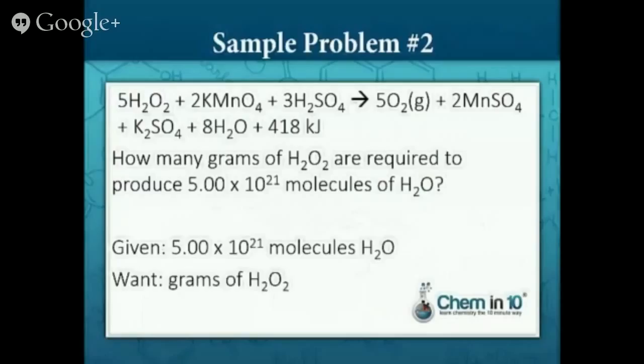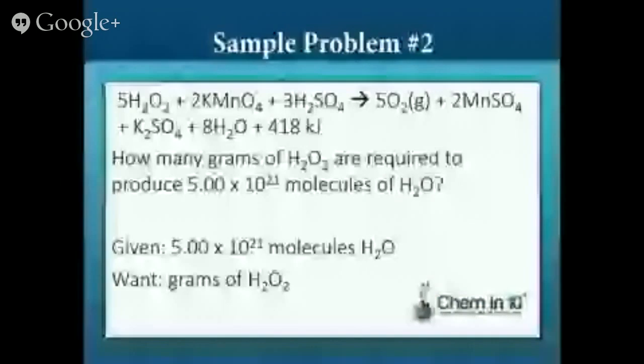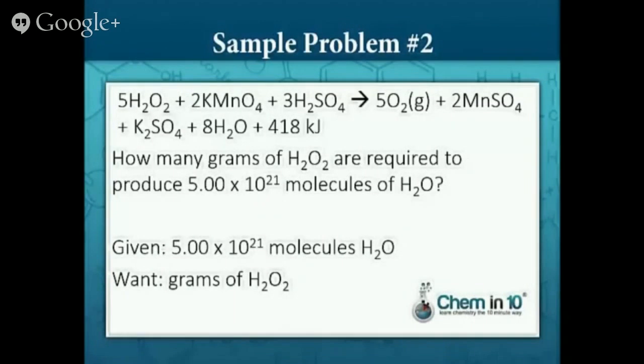Okay, so we know that a mole contains 6.02 times 10 to the 23rd molecules. So clearly this is less than a mole of water. And then we want to figure out from this, whatever number less than a mole of water is, how many grams of H2O2 we have.